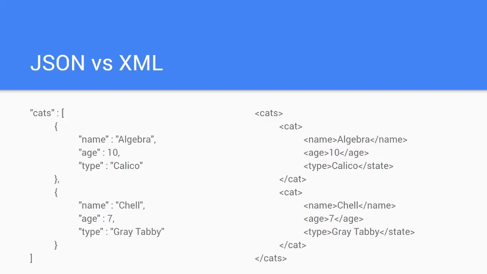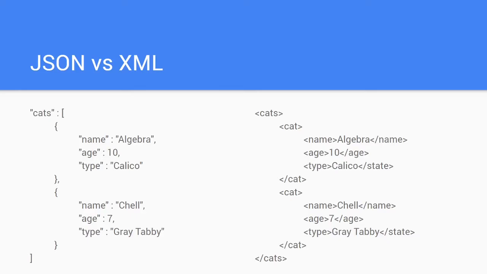So let's look at the differences between JSON and XML. On one side, you can see that I have JSON for cats. And this is an array of the object cat. And on the other side is our XML code. You can see that there's significantly less tags in the JSON, and you can really just clearly see that JSON is more lightweight compared to XML. And on top of that, JSON has the concept of arrays, which is not available in XML.